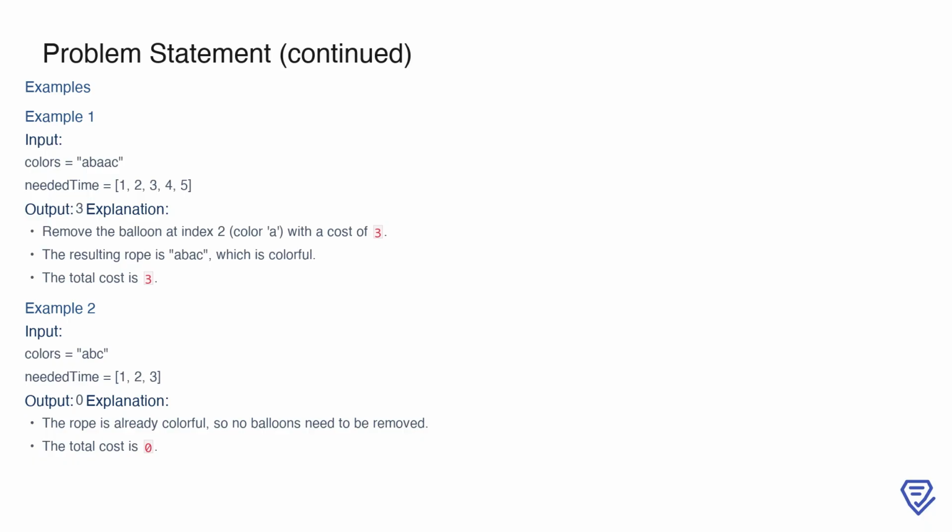In the second example, colors is ABC and needed time is 1, 2, 3. Since the rope is already colorful, no balloons need to be removed, and the total cost is 0.